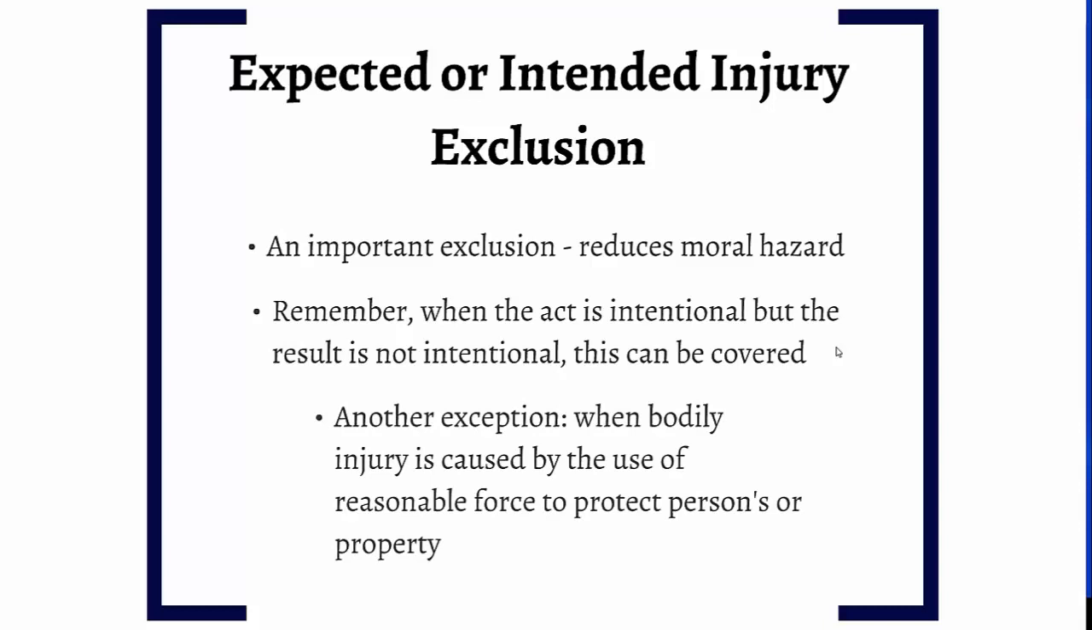Another exception is when bodily injury is caused by the use of reasonable force to protect persons or property. For example, if a security guard tries to restrain an individual who's become violent against one of their customers and breaks a rib of the attacker, even though that was an intended injury, because it was a reasonable use of force to protect another person, it would not be excluded.